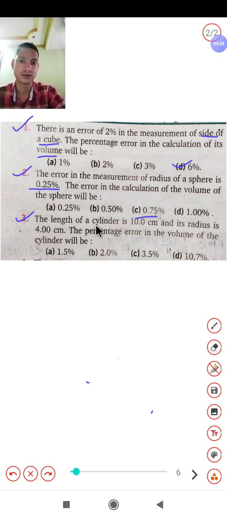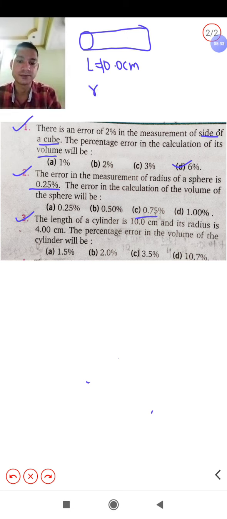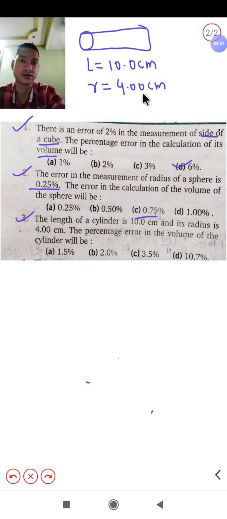Let's solve the third one. Length of a cylinder. Let me draw a cylinder here. Length of the cylinder is 10.0 centimeter. Up to one decimal point I have got the reading. And its radius is given up to 2 decimal places. So, percentage error in the volume of a cylinder.